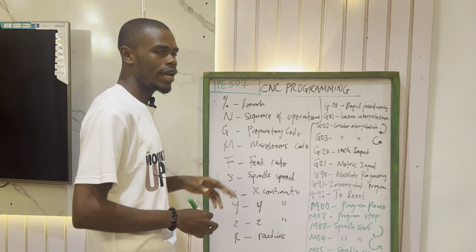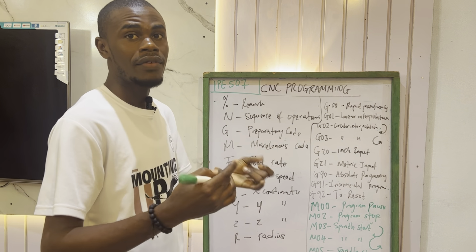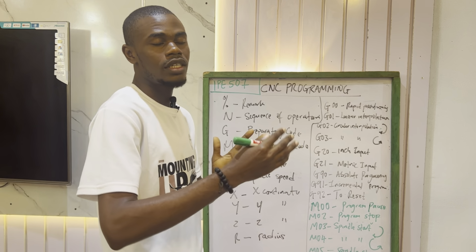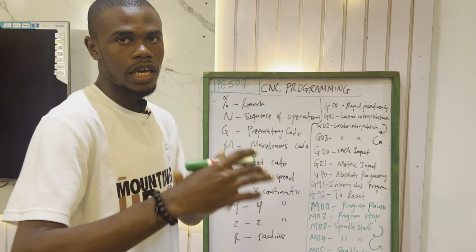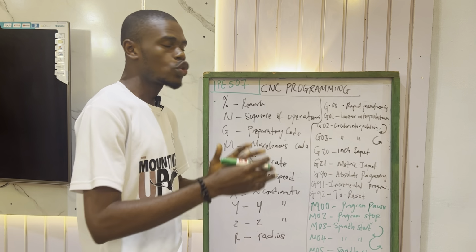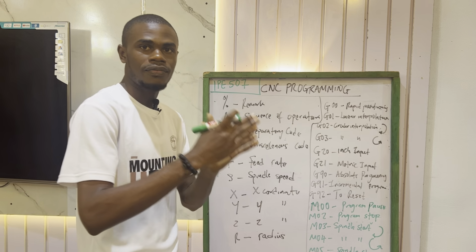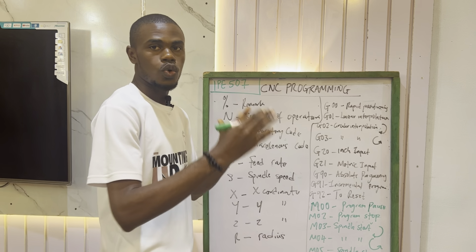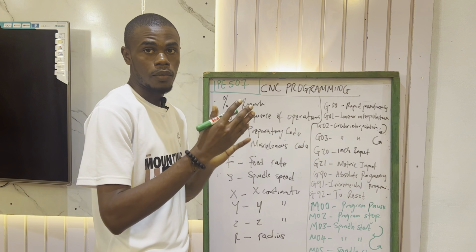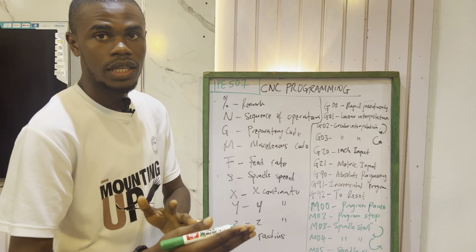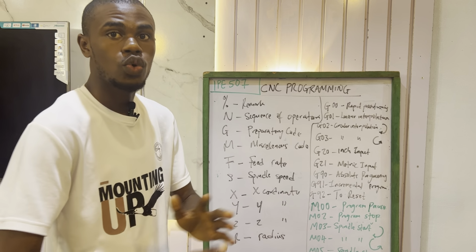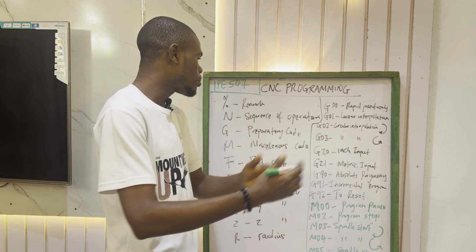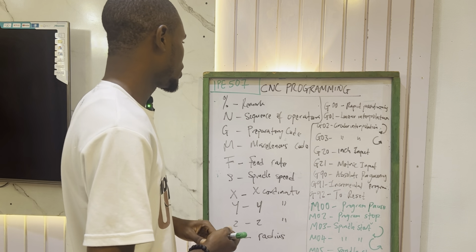The next one is your N. It is the sequence of operation. We can have N5. You can take the digits of 5 upward, or 10 upward, whichever one you are comfortable with. Preferably 5: you go in 5, 10, 15, 20, so on to infinity. So N5 is your first operation, your next operation is N10, your next operation N15. So it's the sequence of operations you are performing on your CNC machine.